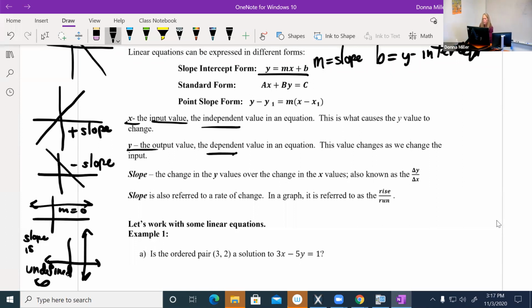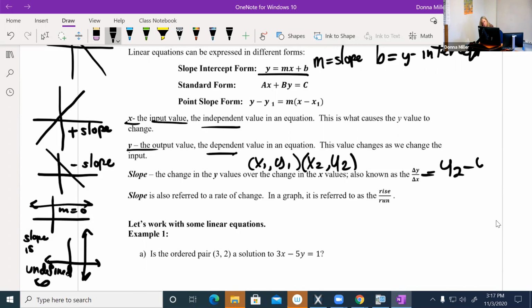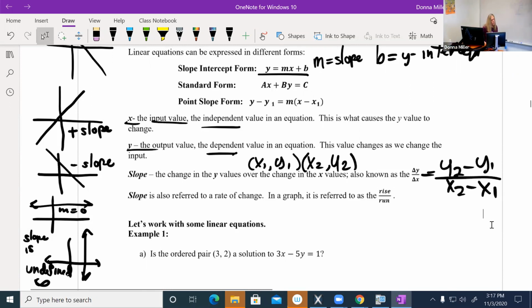Slope, some terms for slope. It's the change in y over the change in x. If I know 2 points on a line, I can determine the slope. It's the change in y, so it's y2 minus y1 over x2 minus x1. So if I know 2 points, it's enough for me to determine the slope.